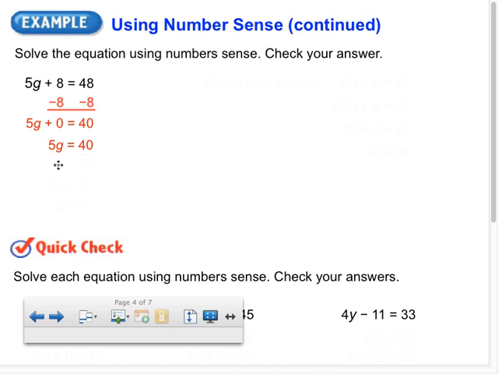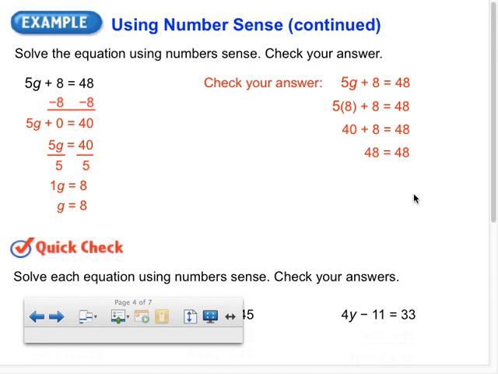So we're going to divide both sides by 5. What's 5 divided by 5? 1. And 40 divided by 5 is what? 8. So you see why we got 1g now? And then what's 1 times g? G. That's my answer. Now, for equations, it's a good practice to go back and check your work. So if I go back to the original equation and substitute my answer, 8, I'm going to see if it gives me a true statement back. And it does, so my answer is correct.